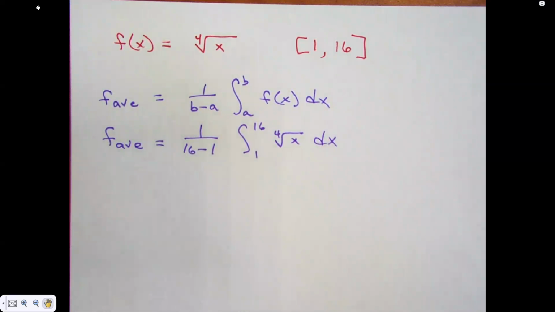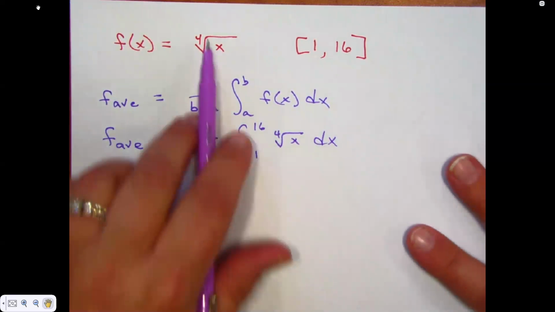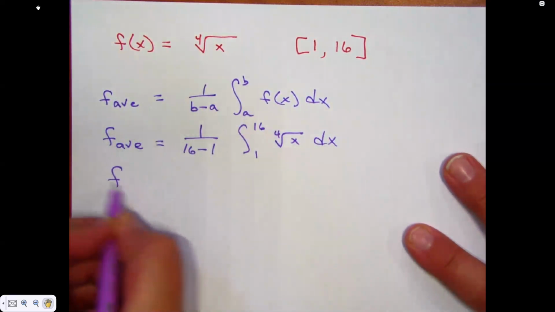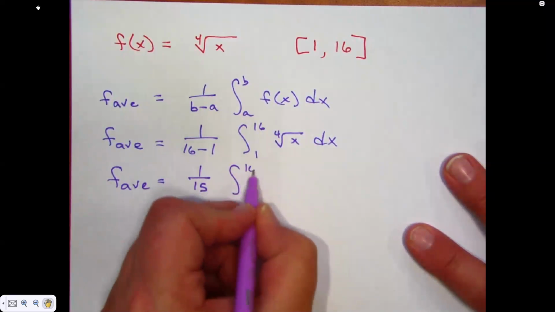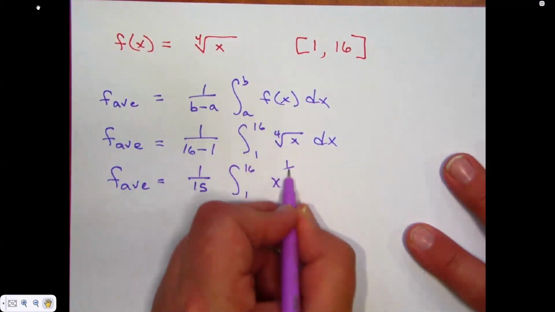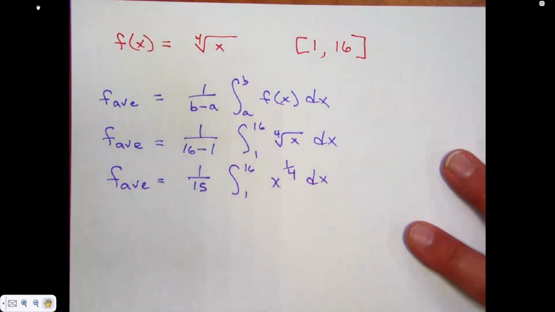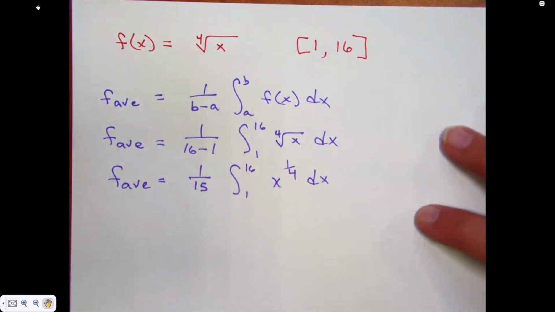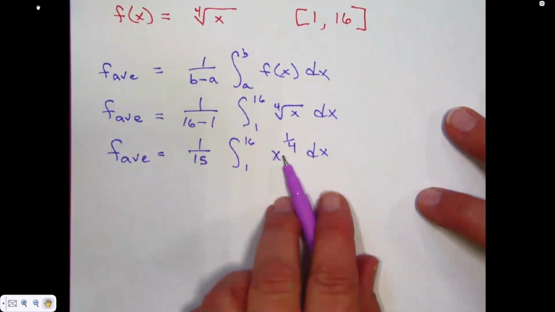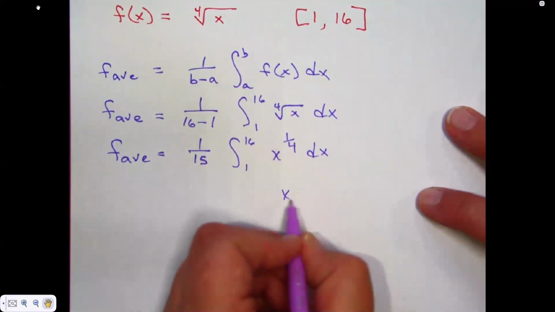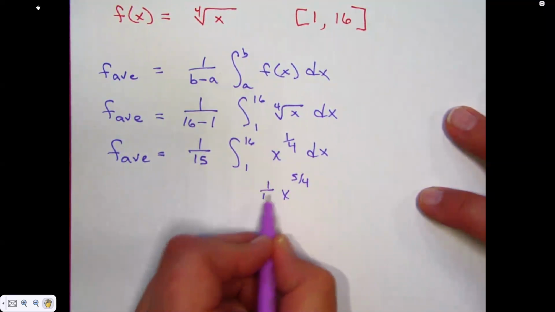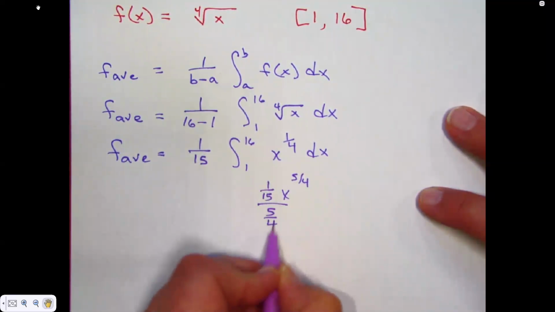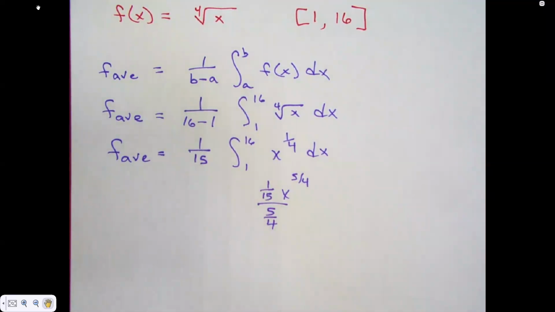Instead of writing it as the 4th root of x, we want to write it as x to the 1/4. It might be good to see where it's coming from. But the first thing, we have to do it anyways, because this way we'll change this to 1/15. And then we change x to the 1/4. Okay, so now we can take the integral. We add 1, which takes us to 5/4. And we still have this 1/15. Divide by 5/4 or multiply by 4/5.